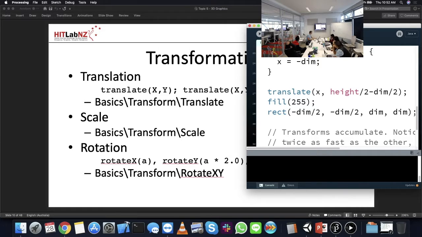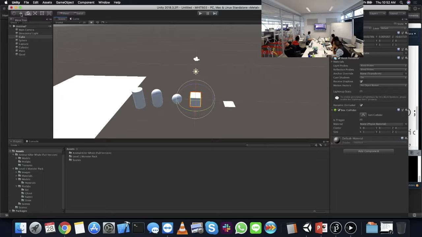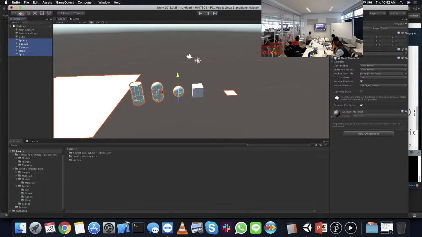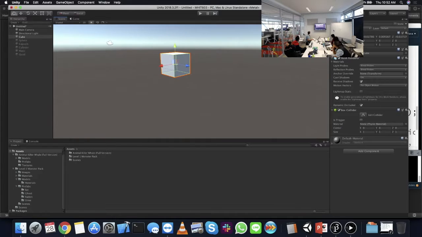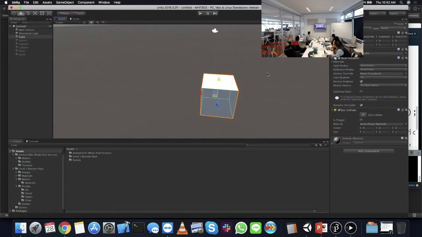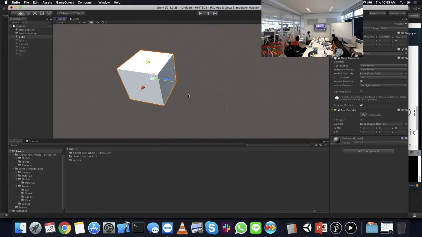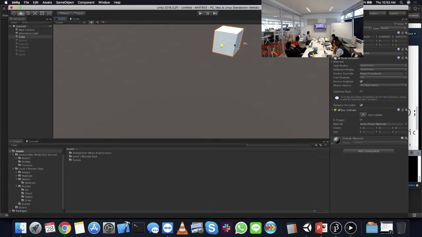We've looked at this in Unity already. I can click on one of these things, and if I go to the Move tool, we can see that if I go to my cube, it has three arrows on it. One is pointing in the X direction, which in Unity is shown as red. One is pointing in the Y direction, which in Unity is shown as green. And one is pointing in the Z direction, which in Unity is shown as blue.